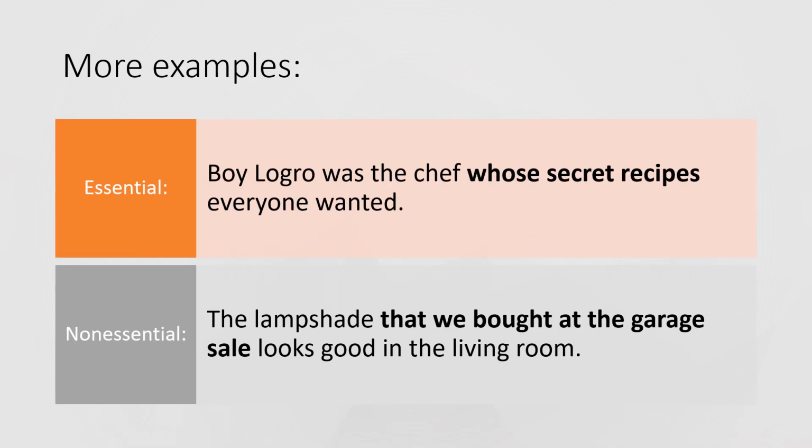Here are some more examples. Boy Logro was the chef whose secret recipes everyone wanted. Whose secret recipes cannot be removed from the sentence because it will change the meaning of the sentence. The lampshade that we bought at the garage sale looks good in the living room. That we bought at the garage sale as the adjective clause can be removed in the sentence and still will not change its meaning.